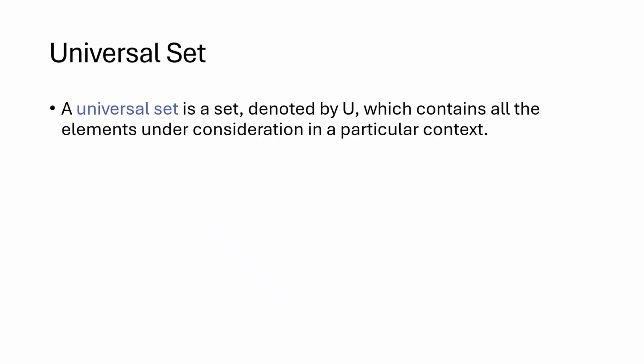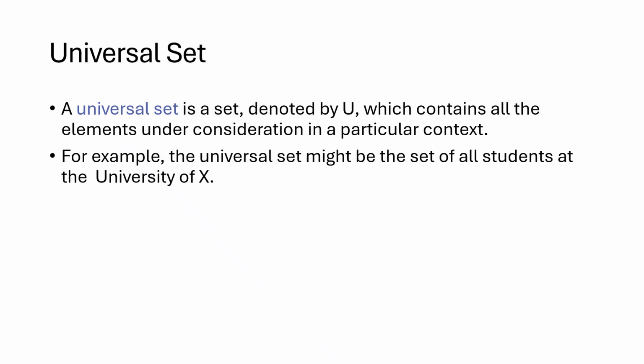And the other special set that we have is kind of like the opposite of the empty set. It's called the universal set. And again, for technical reasons, we don't have one universal set that works in all contexts. It depends on the context. A good way to think about a universal set is that, depending on the context, it's a set that contains all the elements under consideration in that particular context. We represent the universal set with the letter U.